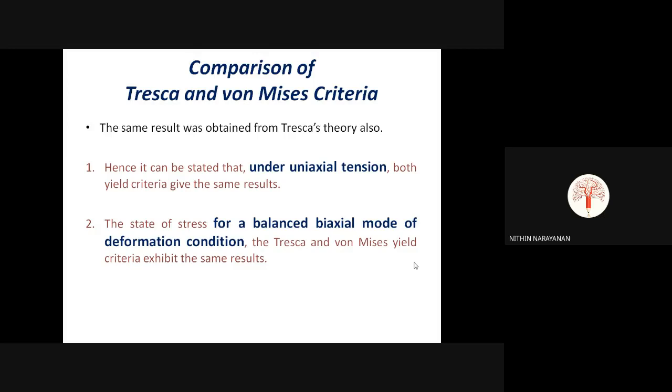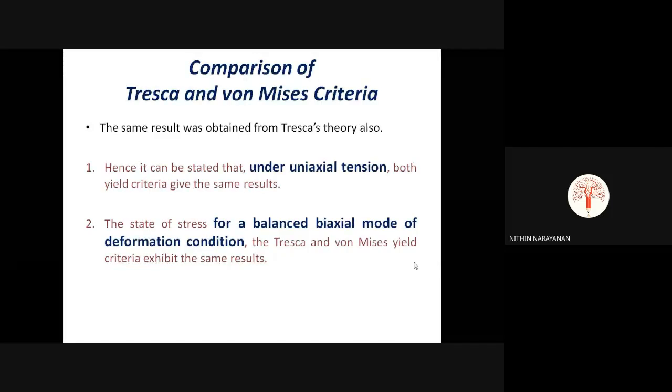So here in the comparison of these two criteria, Tresca and von Mises, there are 3-4 comparisons we have made. The first one is under uniaxial tension conditions. Both these criteria will give the same result. Under uniaxial tension, both criteria give the same results. The state of stress for a balanced biaxial mode of deformation condition, then also both criteria exhibit the same results.